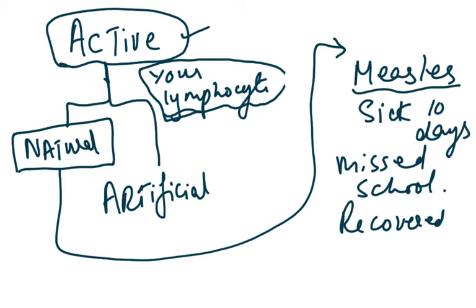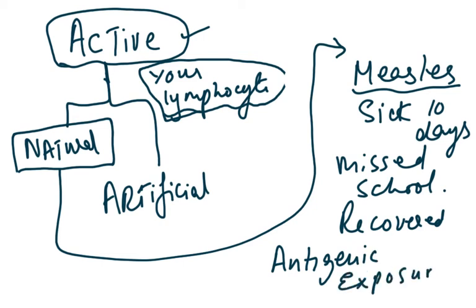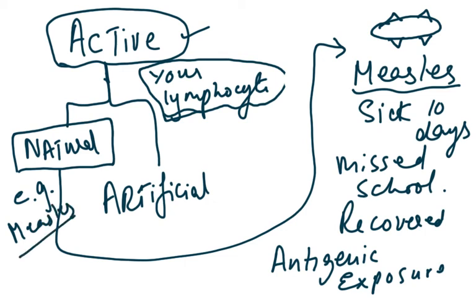Now, what has happened is that the virus enters, so you've had antigenic exposure. You've had antigenic exposure means that you have been exposed to the virus with a specific antigen on its surface. So you've been sick for 10 days, you've of course developed the plasma B cells and the memory B cells, and you have been sick and then you have recovered. Now this is called natural active immunity. So the example is that when you've suffered from a disease and you have recovered from that disease, that is called natural active immunity. The other case is artificial active immunity.